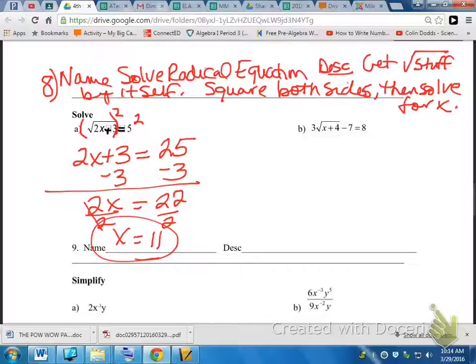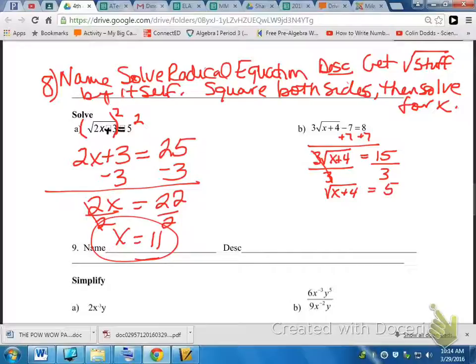8b, there's just a little more to it because you notice the radical sign is not by itself. So to get the radical sign by itself, first of all, we've got to add 7. 3 times radical x plus 4 equals 15. Divide both sides by 3. So radical x plus 4 equals 5.